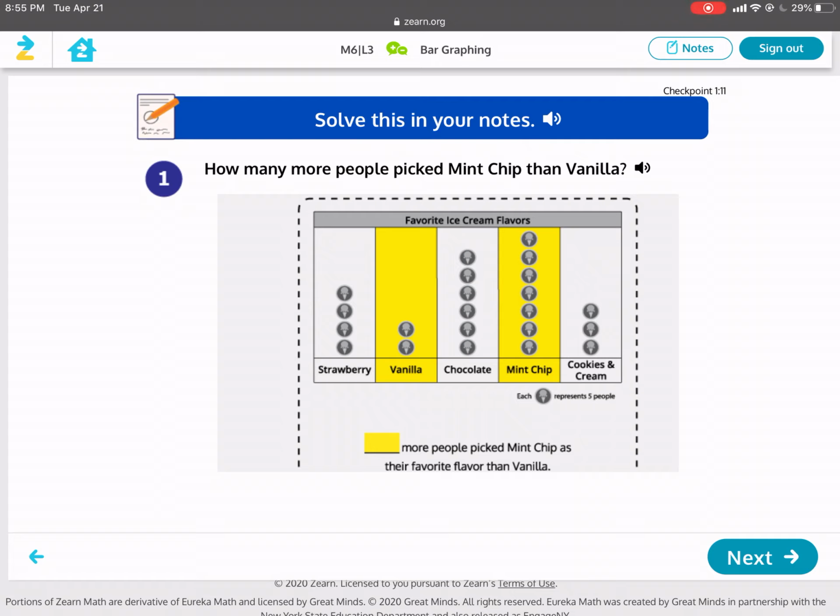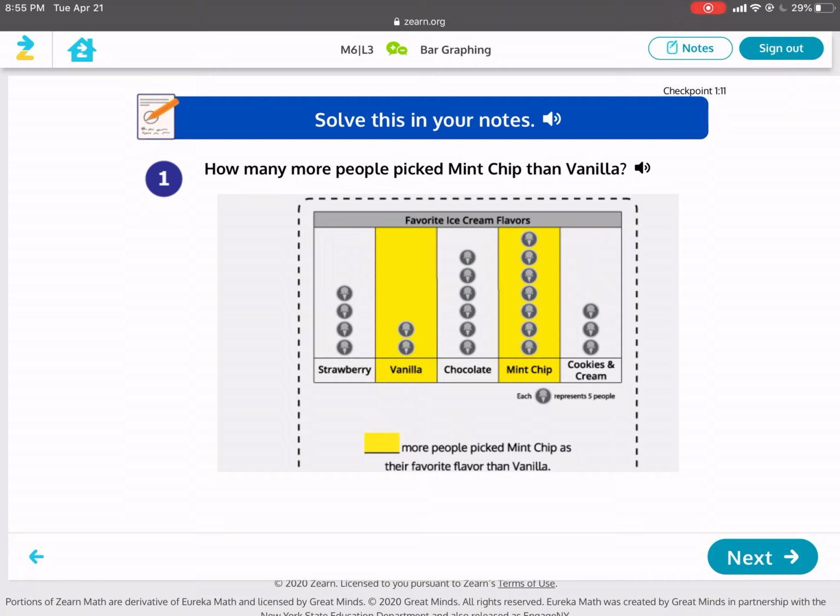I know that there are 2 icons there for vanilla, so those are the 2 that I'm going to skip when I start counting. So 5, 10, I'm going to skip those. I'm going to start fresh and count on until I get to the top of my picture graph for mint chip. So 5, 10, 15, 20, 25. 25 more people picked mint chip as their favorite flavor.